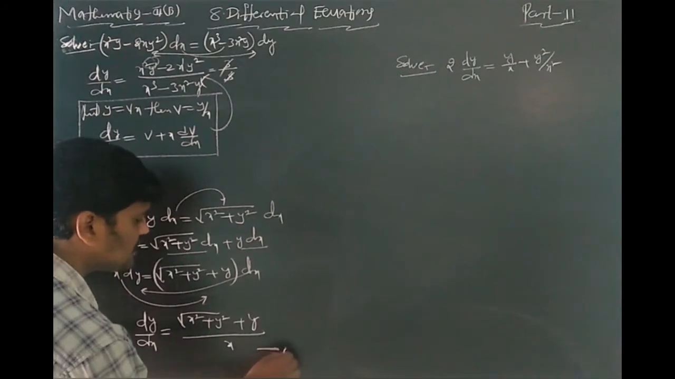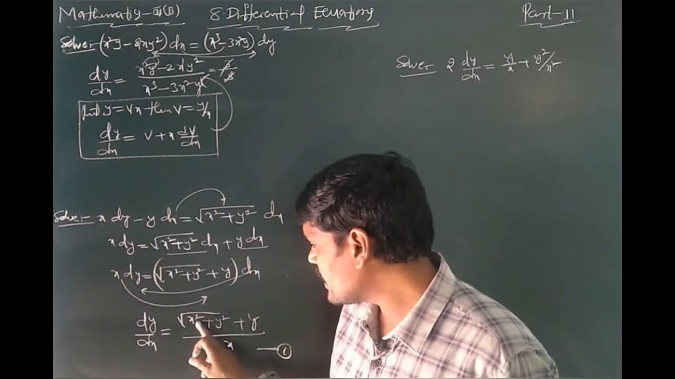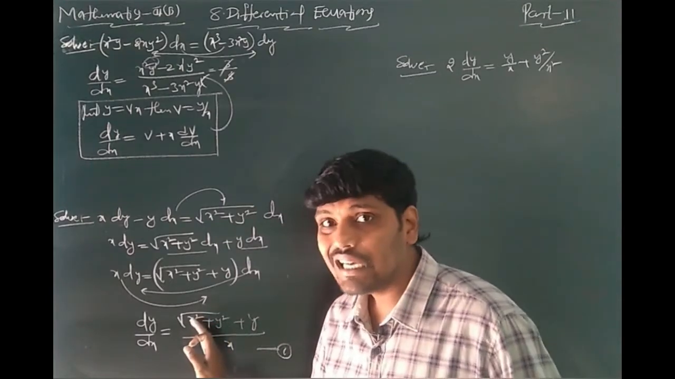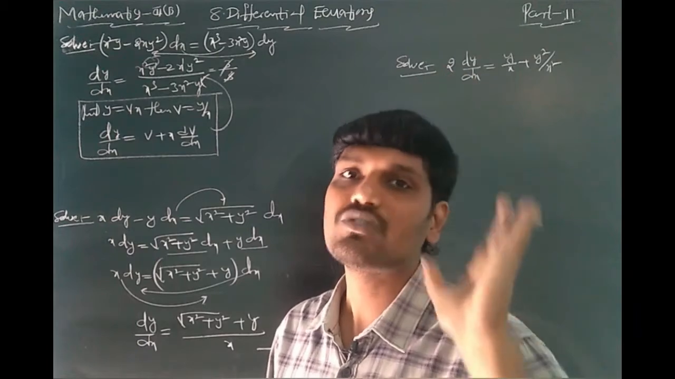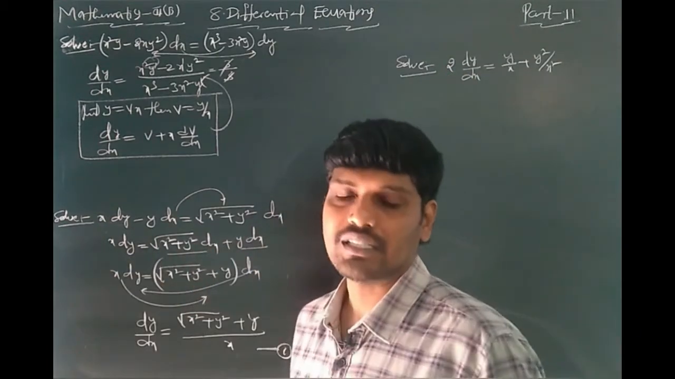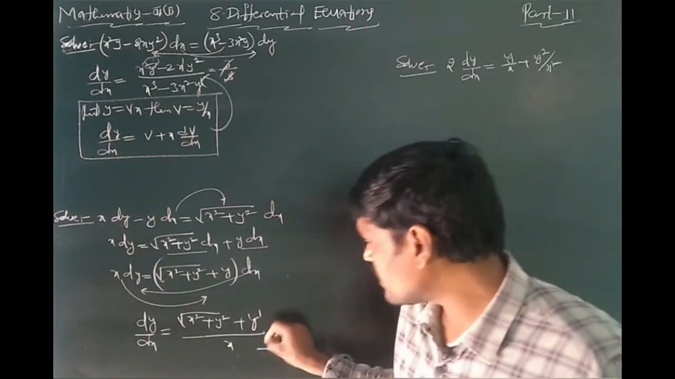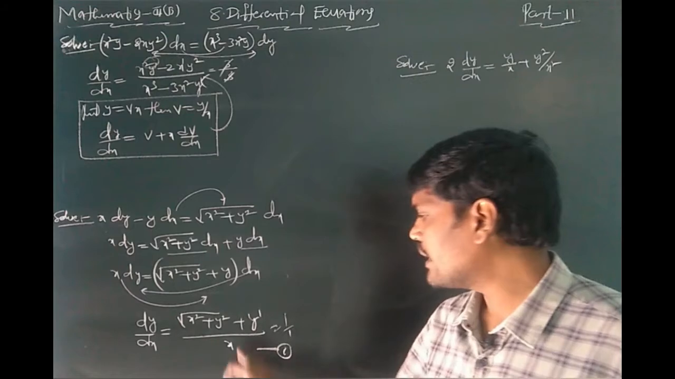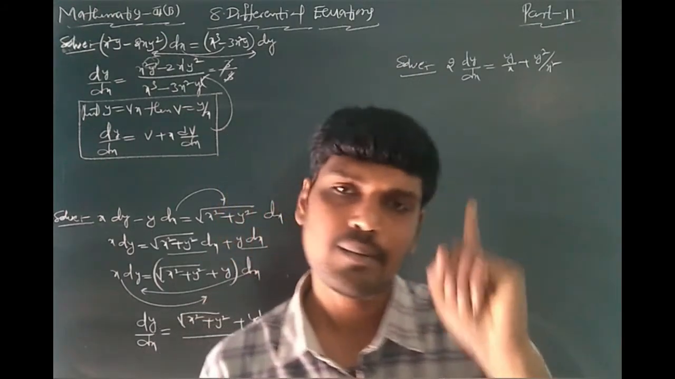Check first of all whether this is homogeneous or not. Here degree 2, here degree 2. This degree 2 is outside of the square root, so the degree is 1. Understood or not? This degree 2 has a square root, and the square root of degree 2 is nothing but degree 1. Here the degree is 1. Therefore the numerator degree is 1, and the denominator degree is also 1. So this is homogeneous of first degree.